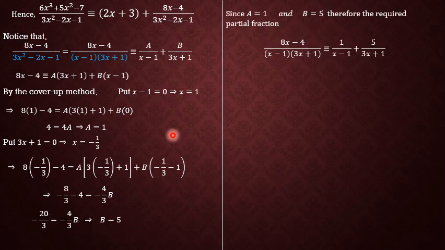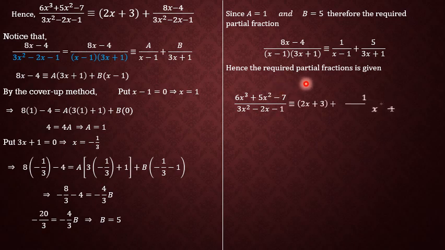Now since a equals 1 and b equals 5, therefore the required partial fraction is this. But notice that we have not yet decomposed this completely into partial fractions. But since we have had this part done, and this part, therefore the required partial fraction is given by this. So that is the required partial fraction.